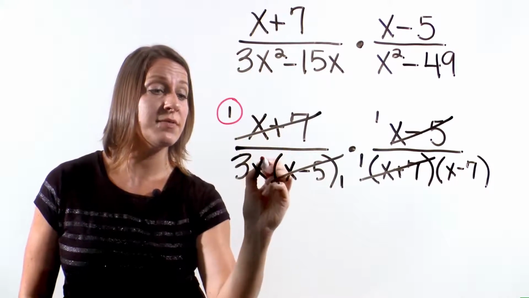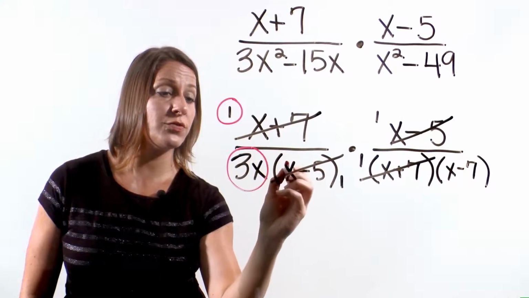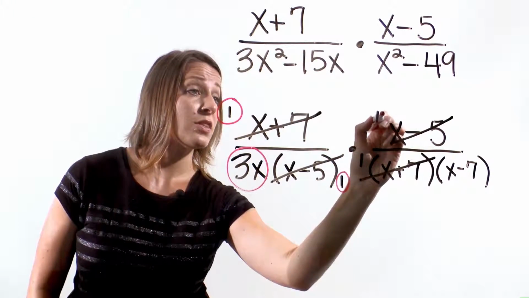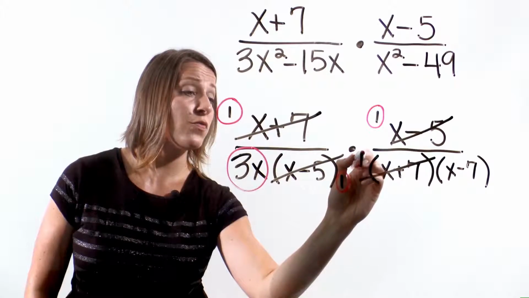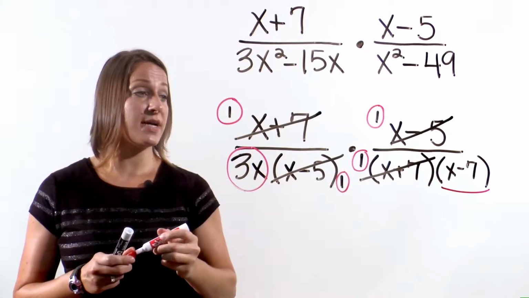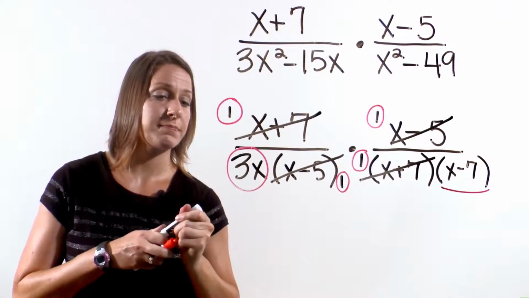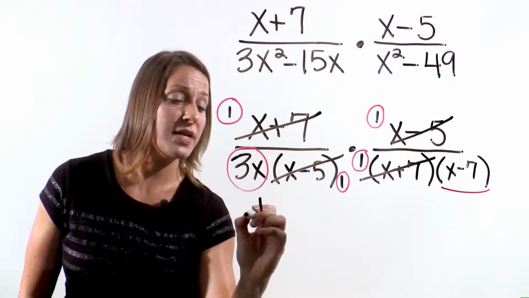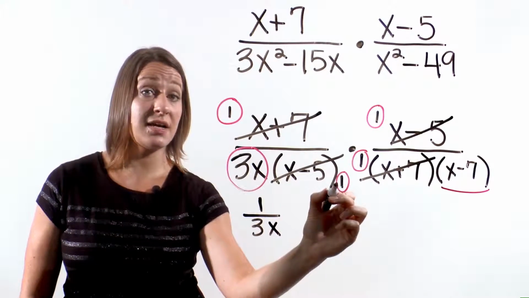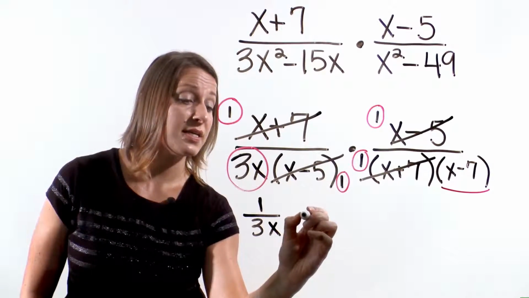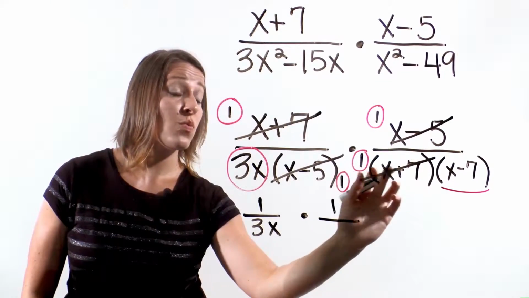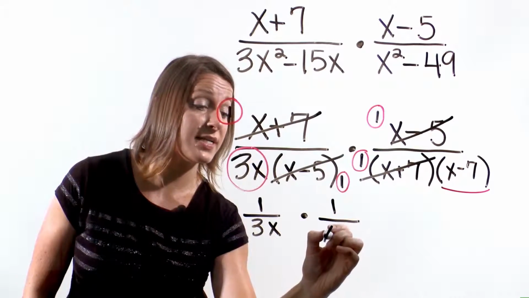We have a 1 over 3x times 1 on the bottom. Then we have a 1 over 1, and then we have the x minus 7. This is 1 over 3x, because 3x times 1 is 3x, times 1 over 1 times x minus 7 is x minus 7.